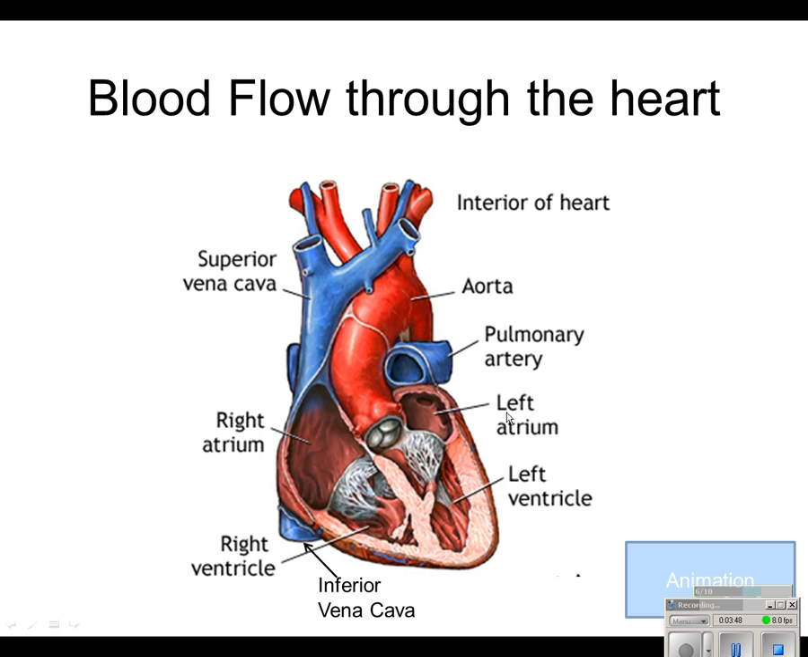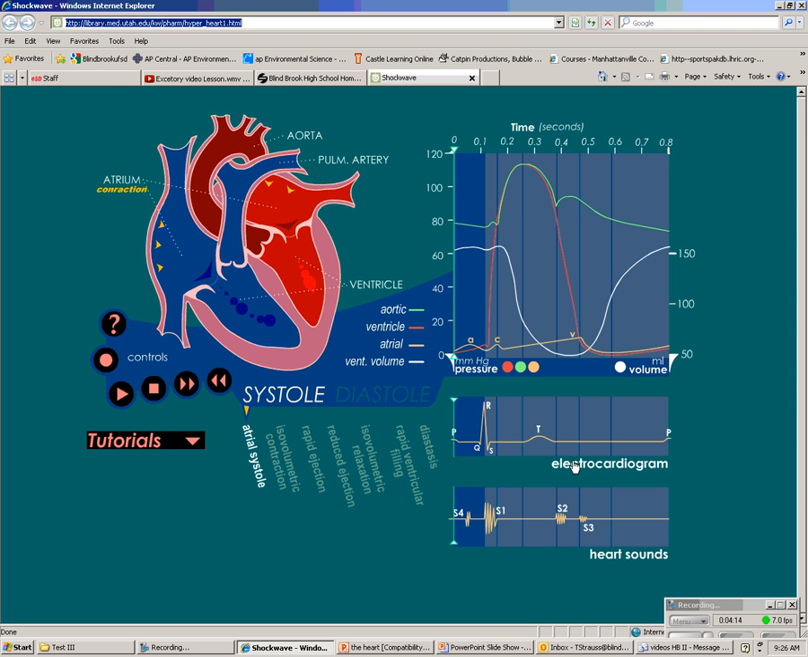And every time you feel your pulse, so if you put your hand under the base of your chin and feel your pulse, or on your wrist, every time you feel that kind of pulsating motion or that surge, you're actually feeling when the left ventricle is squeezing, and it's squeezing the blood through those arteries. And you're feeling that push through the muscular wall of the artery. If we take a look at this animation, we can see how the blood is going to flow through the heart.